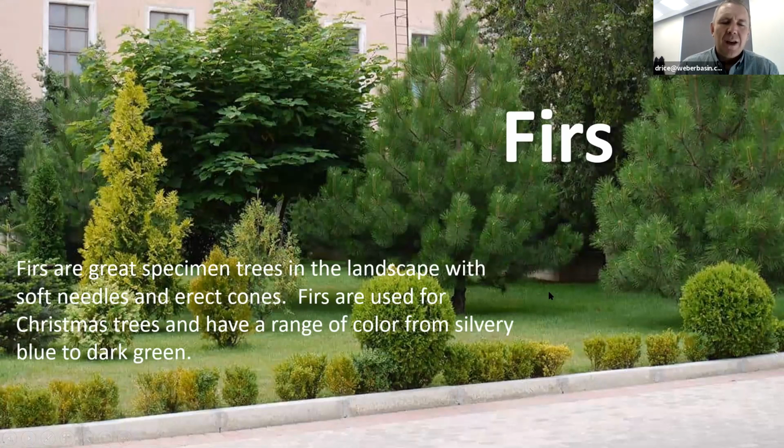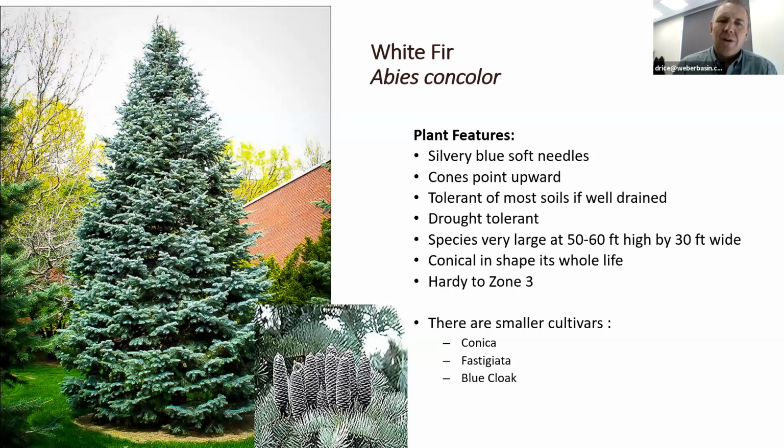So firs, very soft needled. They have cones that go upright. They're used in the Christmas tree industry, and very much so in the landscape industry. One way to tell the difference between firs and spruces: firs are soft needled, and spruces are usually pointy and prickly. They're not very soft. Firs also have a flattened needle, and the cones also give it away.